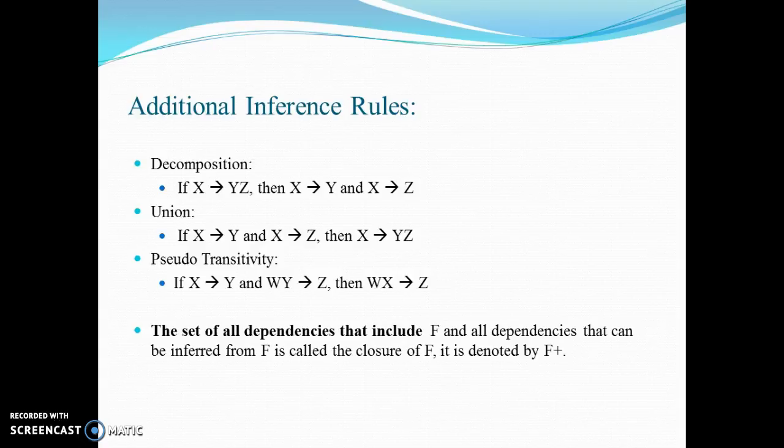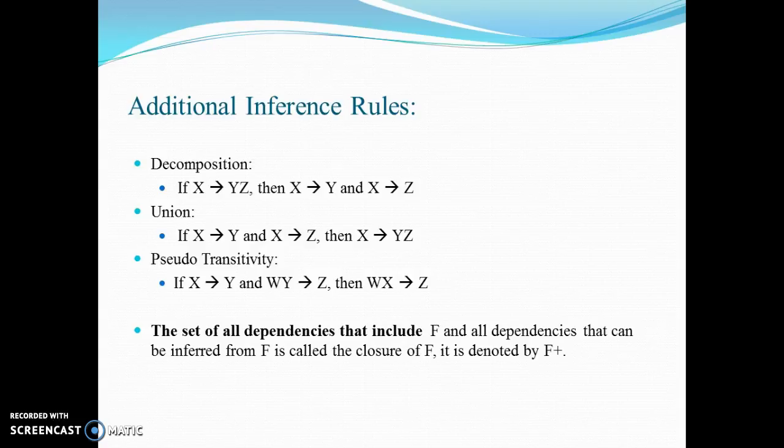Okay, there are some additional inference rules out there. First one is called decomposition. Decomposition means if x tends to yz, then x tends to y and x tends to z. Next one is union. If x tends to y and x tends to z, then x tends to yz, it is called union. And the last one is called pseudo transitivity. In pseudo transitivity, if x tends to y and wy tends to z, then wx tends to z.